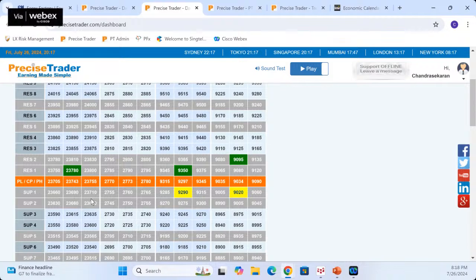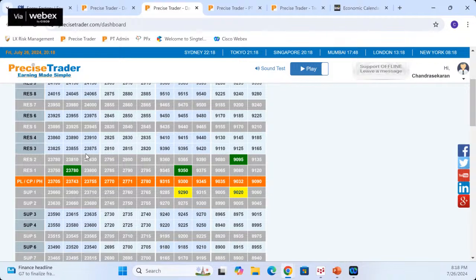So we need to see the break of 78. If 78 breaks, then we may see 83, and if 83 breaks, then for sure we can see 92, 93 and 94. This would happen provided the data is good or super good.